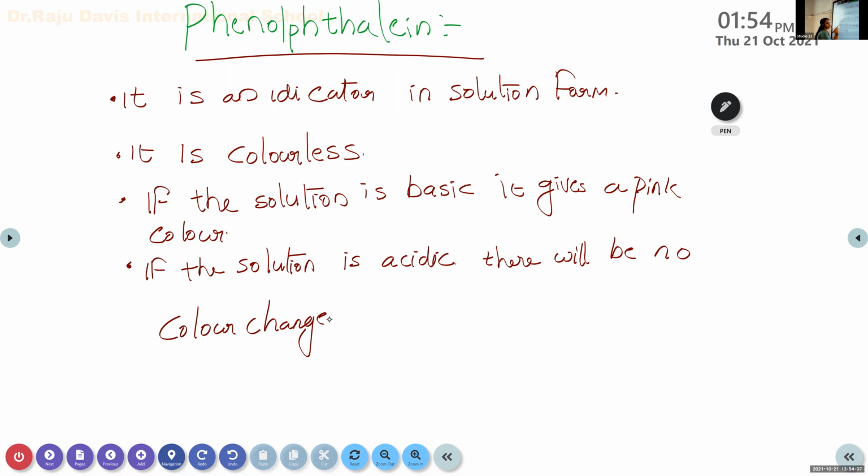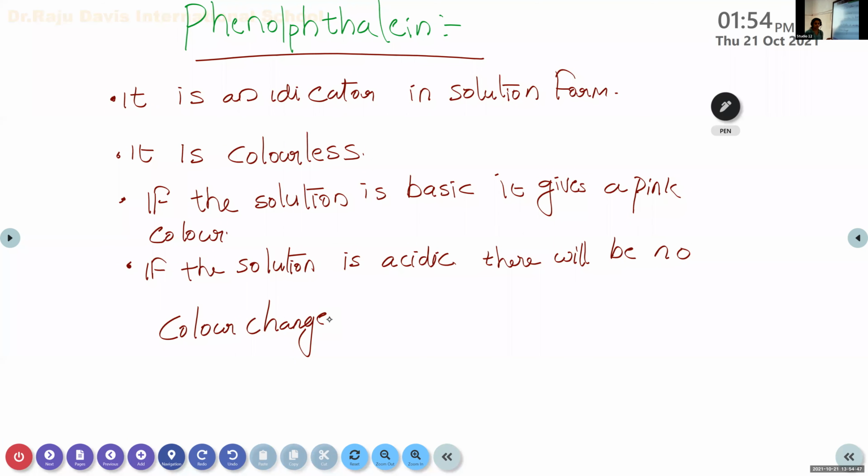Okay. So this is the third indicator that we have been introduced to today, which is phenolphthalein. Phenolphthalein is a colorless solution. It is an indicator that is used to check whether the given substance is acidic or basic, just like the turmeric indicator or litmus paper. If we add this phenolphthalein into a basic solution, it turns pink, which indicates the presence of base or alkali. But if we add it into a solution and it remains colorless, it indicates the presence of acid. The given substance is acidic in nature. So that's all about the phenolphthalein solution.